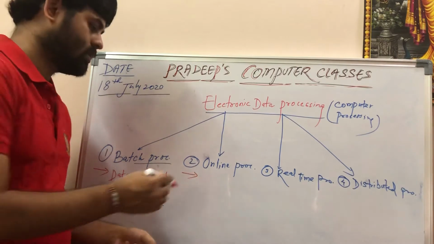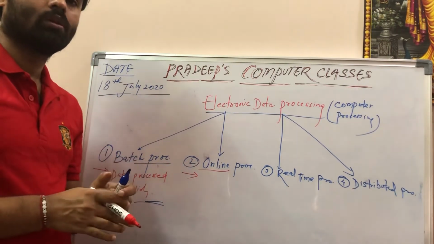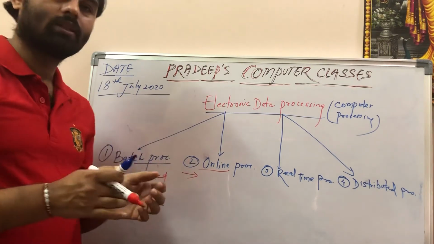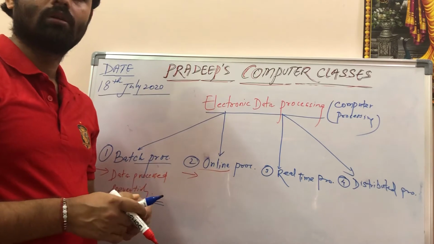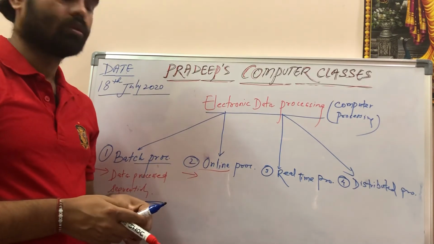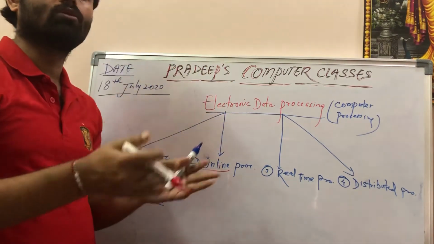Online processing. The word online. Online means what? Everybody is using the term. I come online. I do online. Hey, he is not online. In WhatsApp, you can see that when somebody is saying it is online, he is not online.